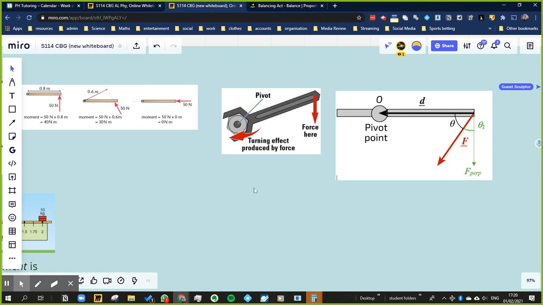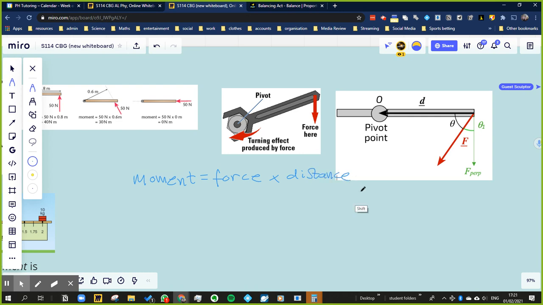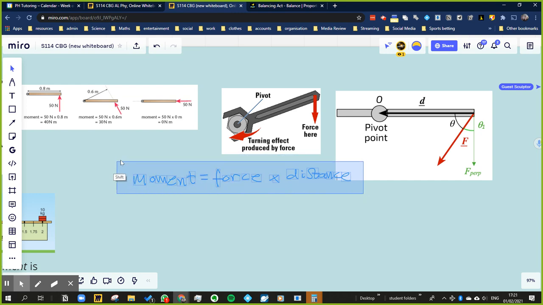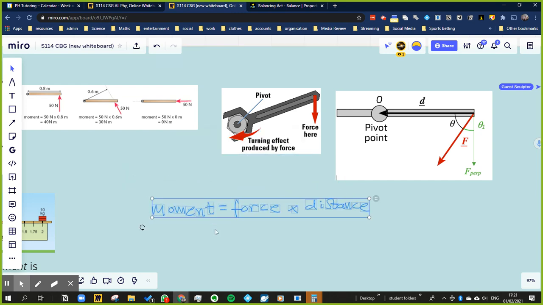So the turning effect, otherwise known as the moment, is equal to the force multiplied by the distance. Now, that is not the complete formula. I'm going to correct that in a moment. But for now, let's just understand it as the force times the distance, okay?